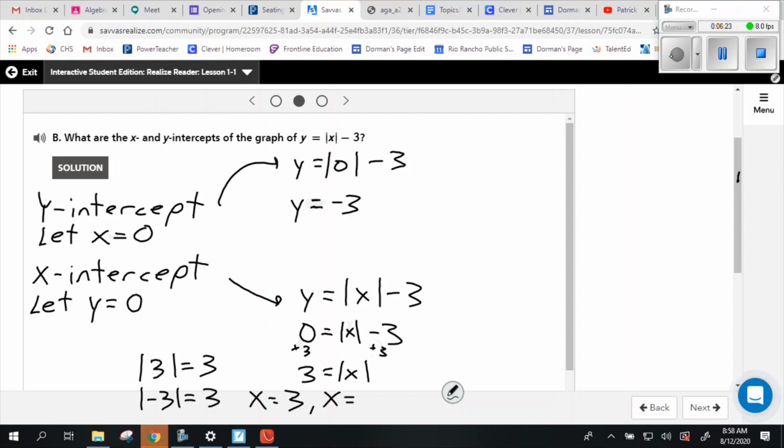In other words, this particular equation has two x-intercepts. This is a relationship. It's also a function. It's all of those things. Y equals the absolute value of x minus 3 has 2 x-intercepts and 1 y-intercept. All right, so let's move on to another example.